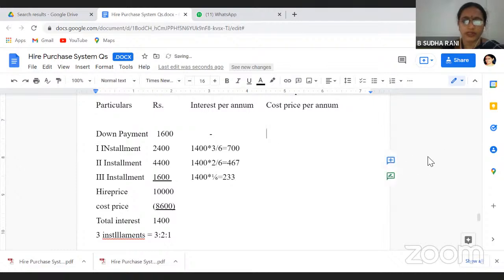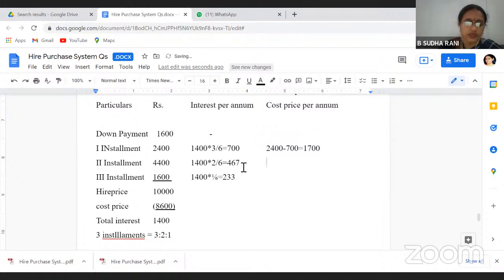You don't need to. Second year onwards, we'll see. So the first installment paid is 2,400, in which the interest is 700. So what cost price is included? 2,400 minus 700. So the cost price included in that first installment is 1,700. Right?